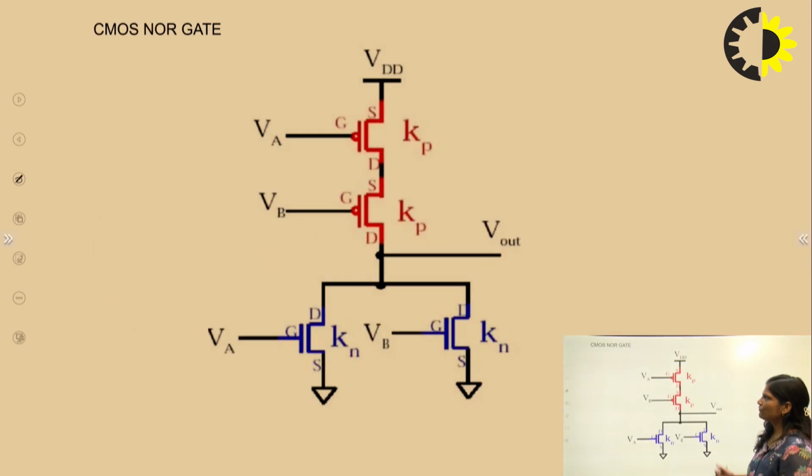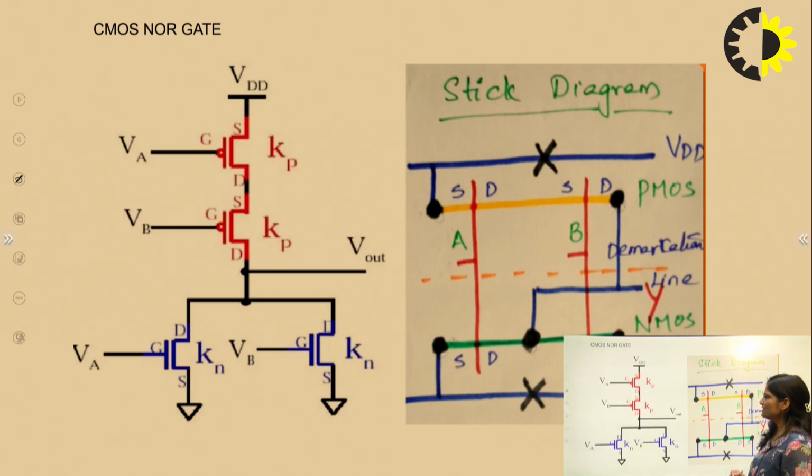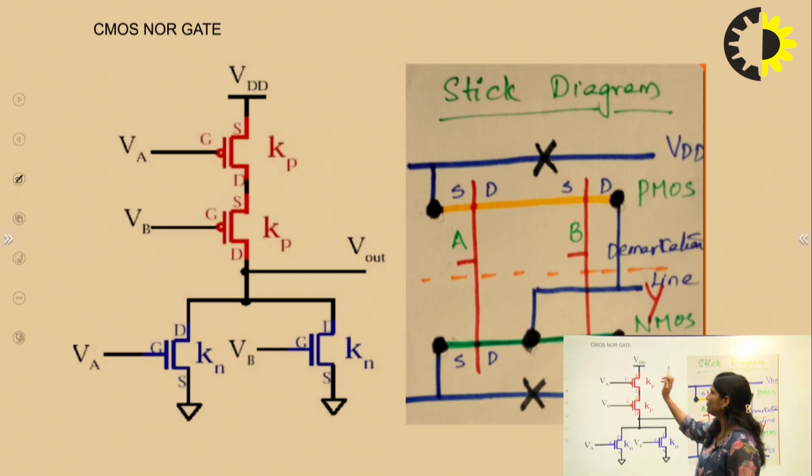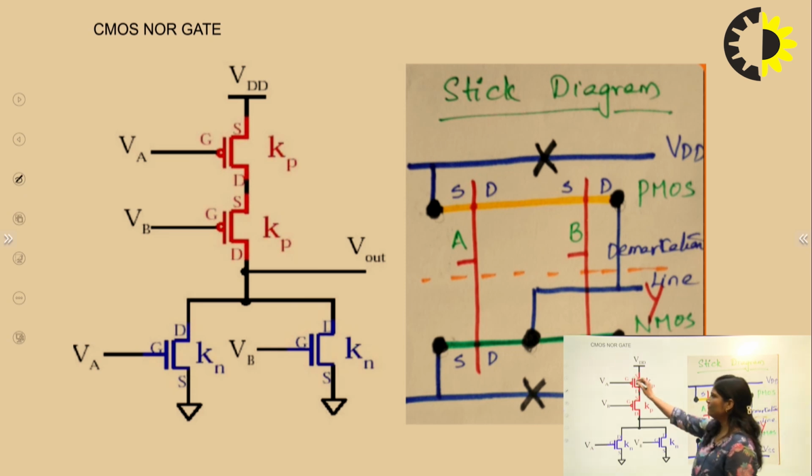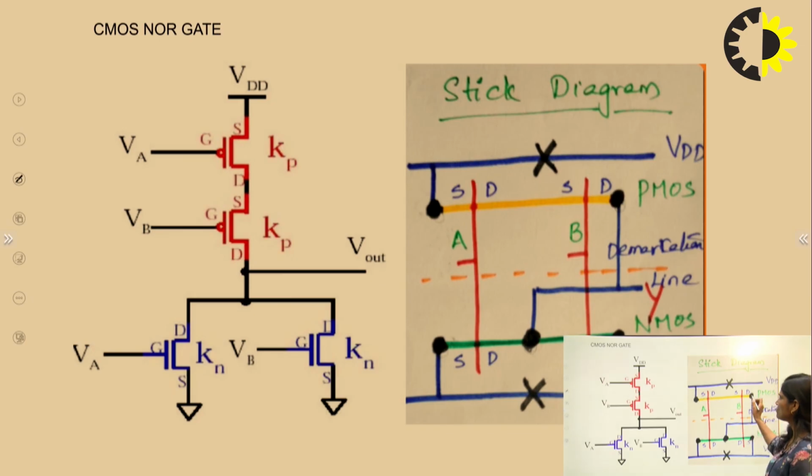Now you can try the stick diagram for the CMOS NOR gate. In the case of the NOR gate, NMOS are connected in parallel and PMOS are connected in series. Again you have to draw a stick diagram for this. First you draw VDD, which is a blue color metal line. Here ground is also a blue color metal line. After that we draw PMOS, which is yellow color, and NMOS, which is green color.